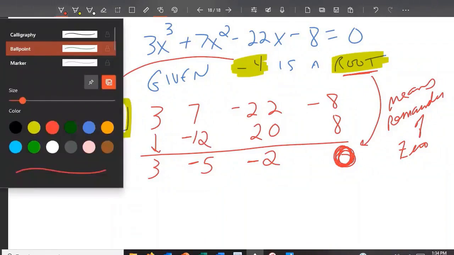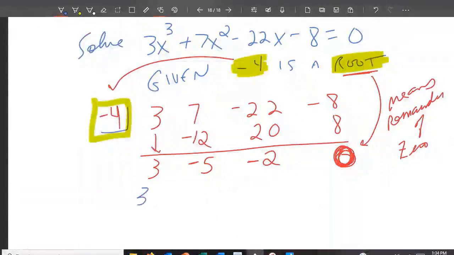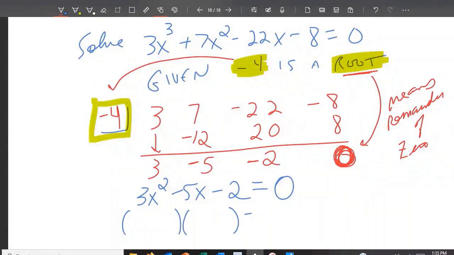So, put the variables back with the numbers. That's going to be 3x squared minus 5x minus 2 equals 0. Now we're going to go factor this. Use the slide and divide method. This is what you'll get.